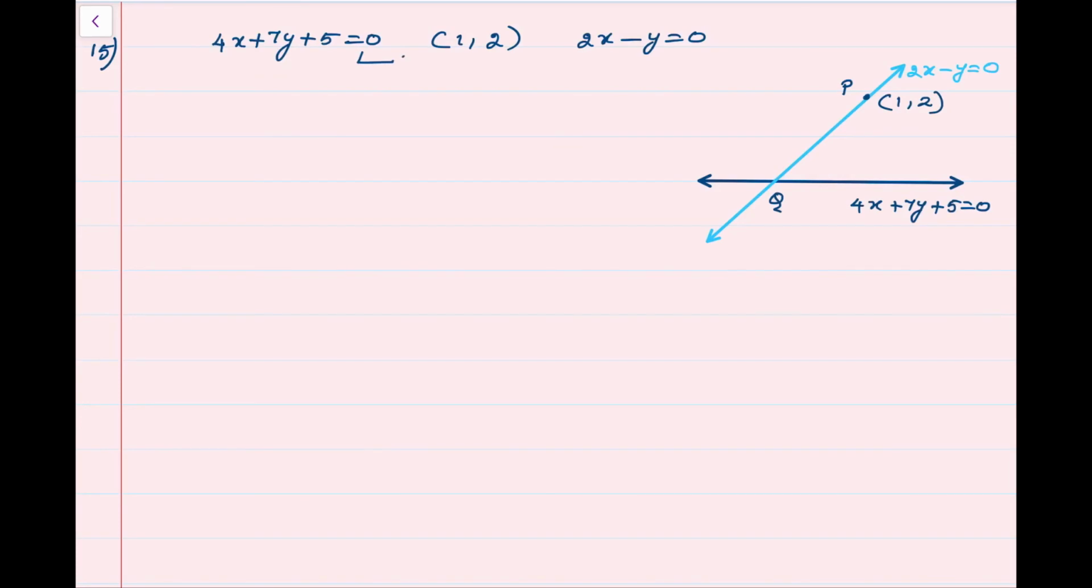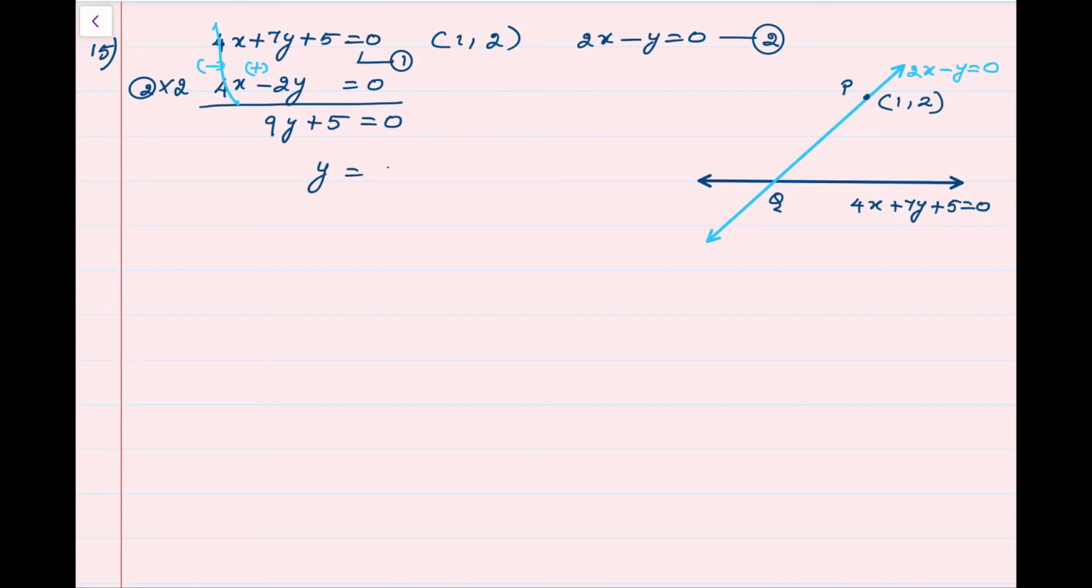We will take this as equation 1, this as equation 2. We will multiply the second equation by 2. 4x - 2y = 0. We will change the sign. These two are getting cancelled. 9y + 5 = 0. Therefore, y is -5/9.